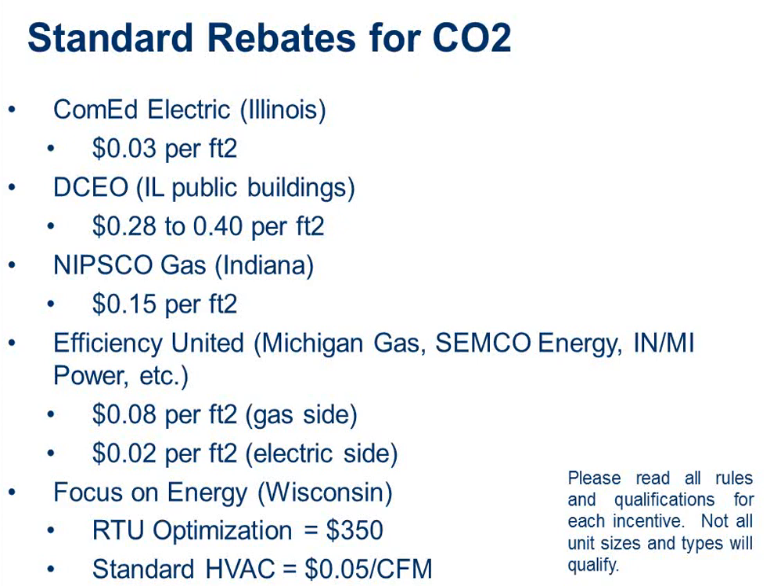And on the electric side in Michigan, it's Indiana Michigan Power. On the gas side, on the Efficiency United program, it's 8 cents per square foot. And the electric side, it's 2 cents. So if you have both gas and electric utilities that qualify, it's 10 cents per square foot combined.